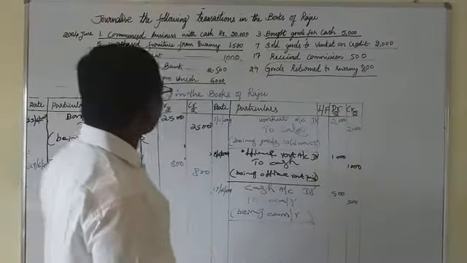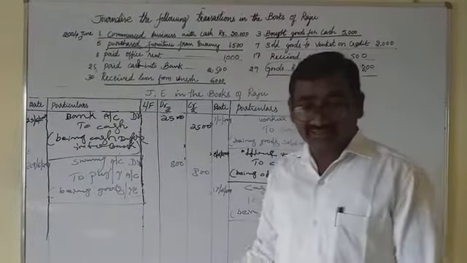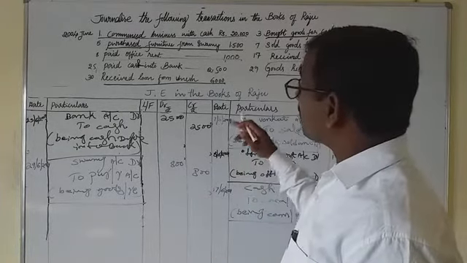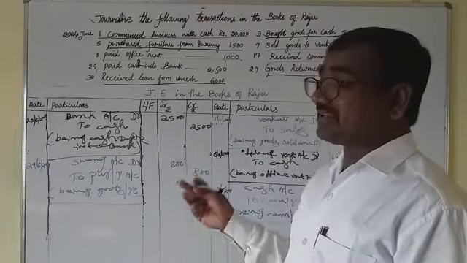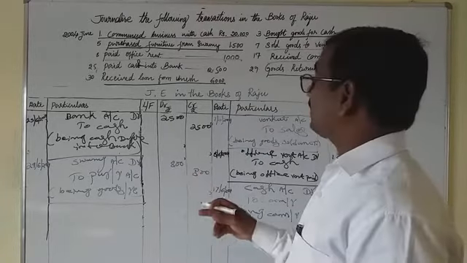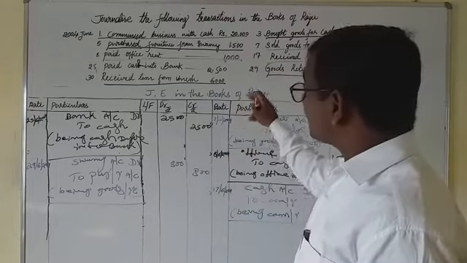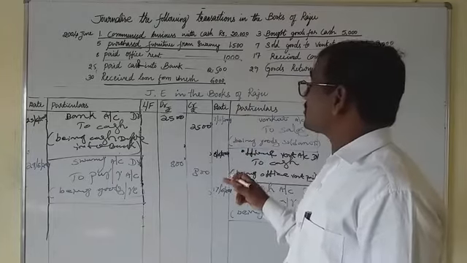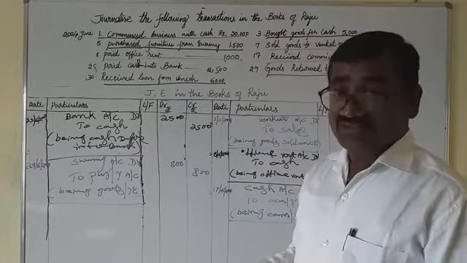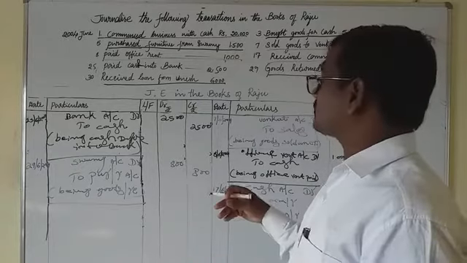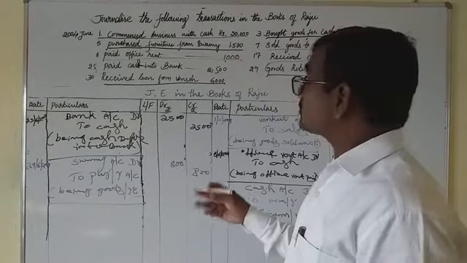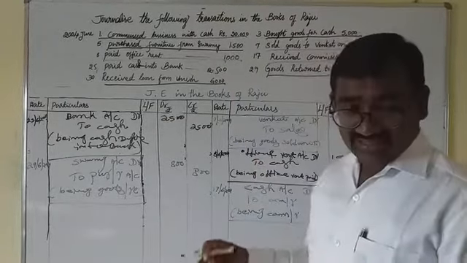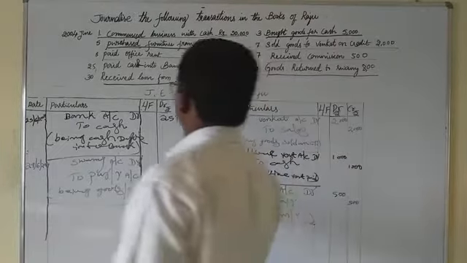Received loan from Umesh 6,000. According to personal account rules, debit the receiver, credit the giver. Who is the giver in this transaction? Umesh. According to real account rules, debit what comes in, credit what goes out. What comes in? Cash. Cash account debit.